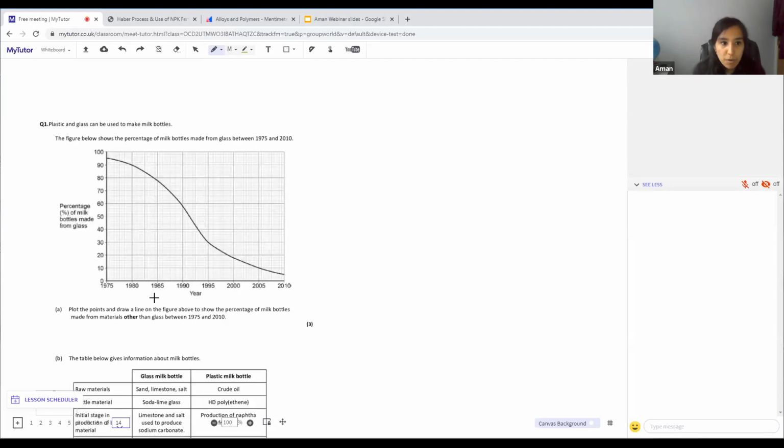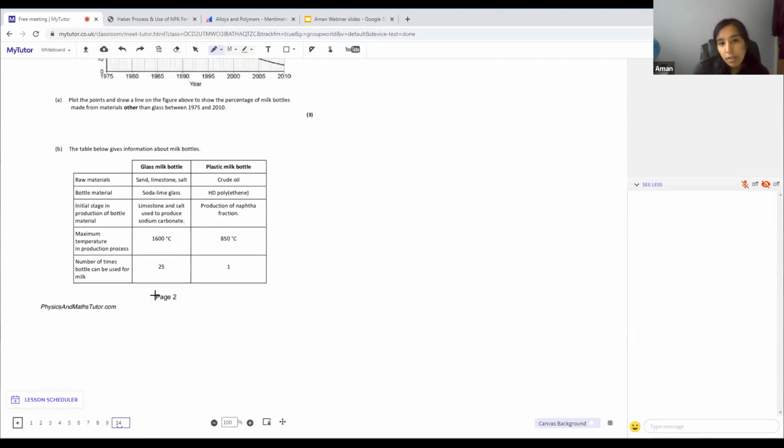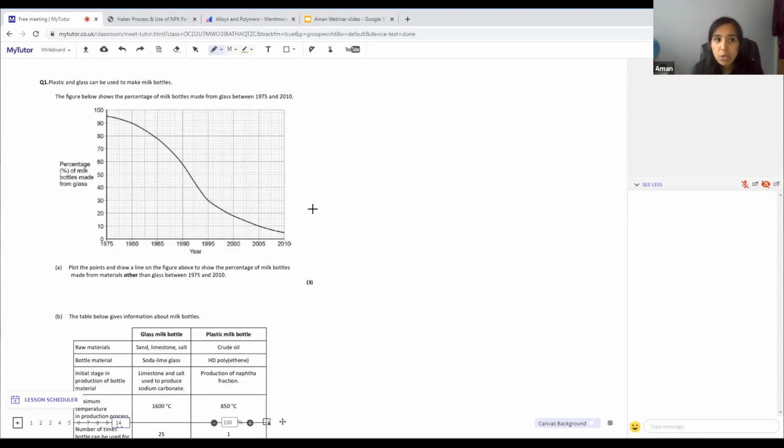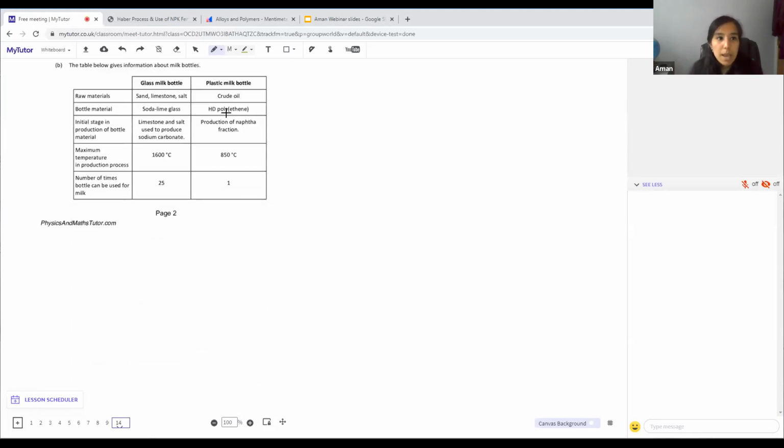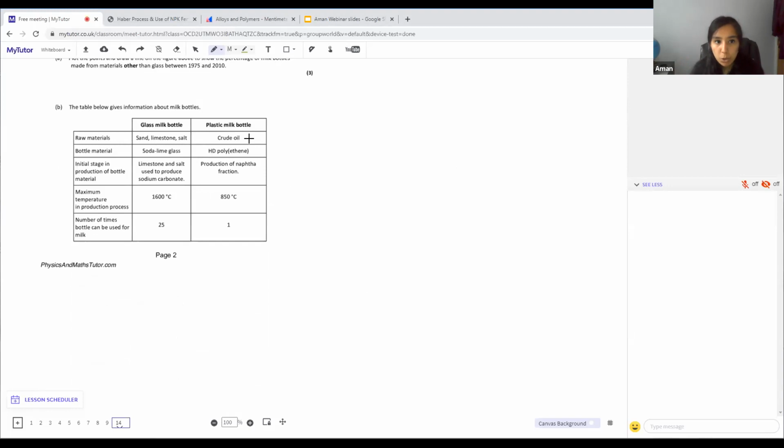Okay, just before we finish then, I said that there are no questions on composites, and I'm right, there aren't, because it's a very new topic, but there are a couple of questions on glass. So I thought we'd just have a look at this. The table below gives information about milk bottles, specifically a question about a glass milk bottle and a plastic milk bottle.